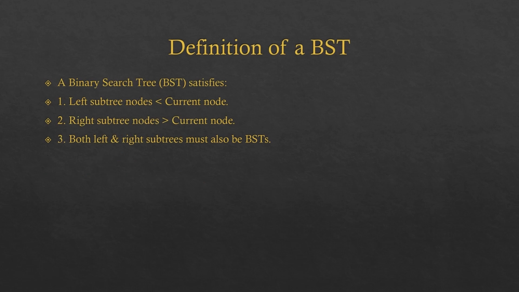A binary search tree must satisfy three conditions. First, every node's left subtree should contain values smaller than the node itself. Second, every node's right subtree should contain values greater than the node. And finally, both left and right subtrees must also be BSTs. This ensures that the entire tree maintains the BST property.